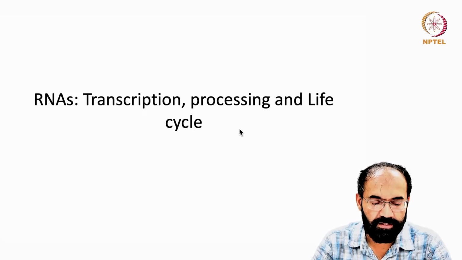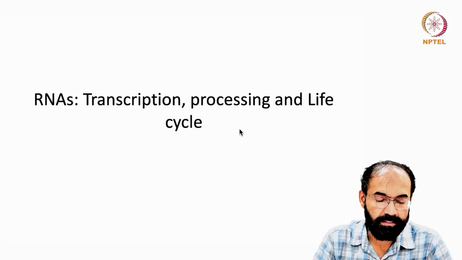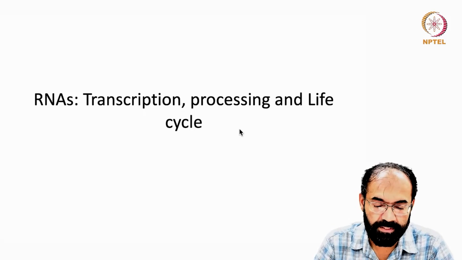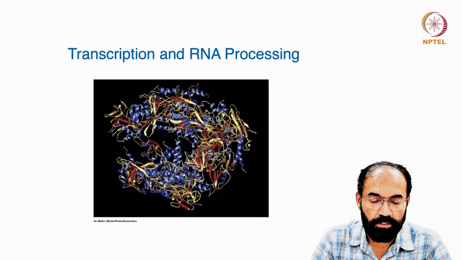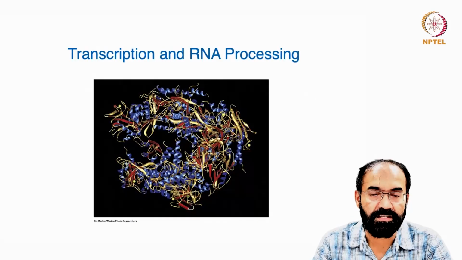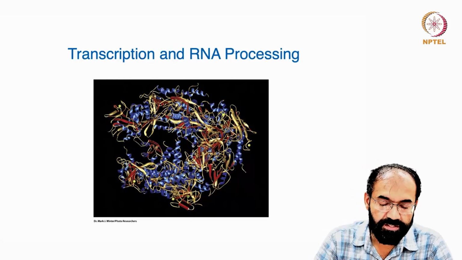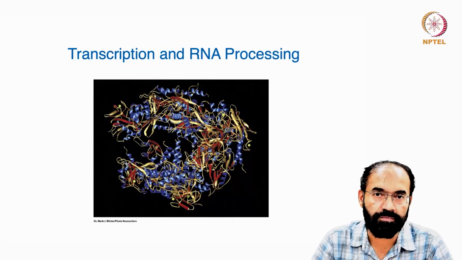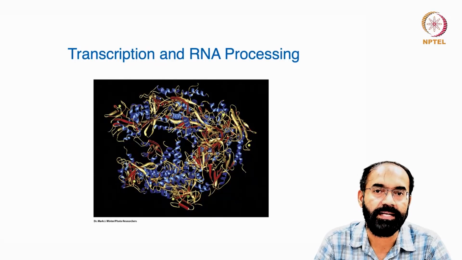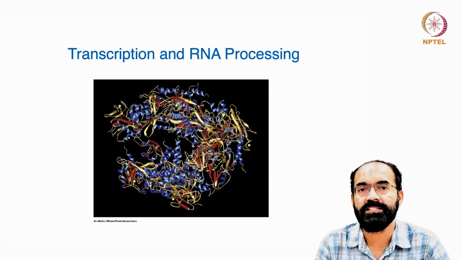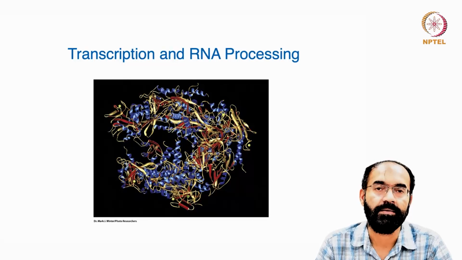So today we will start with a new section which talks about the RNAs, its transcription, its processing and the life cycle. So this is a structure of the RNA polymerase, which is a protein enzyme which helps in the production of the RNA from the DNA template. It has the shape of an inverted C and it basically clinches on to the DNA strand.